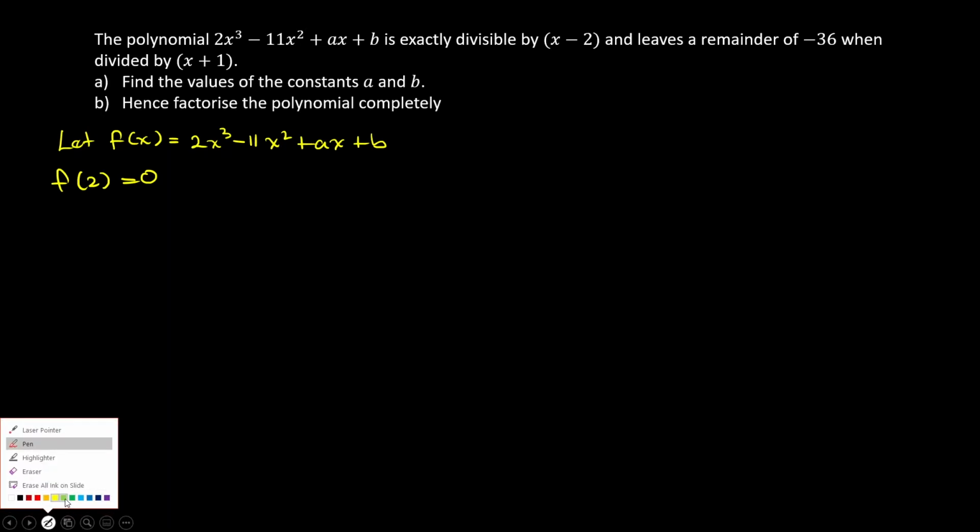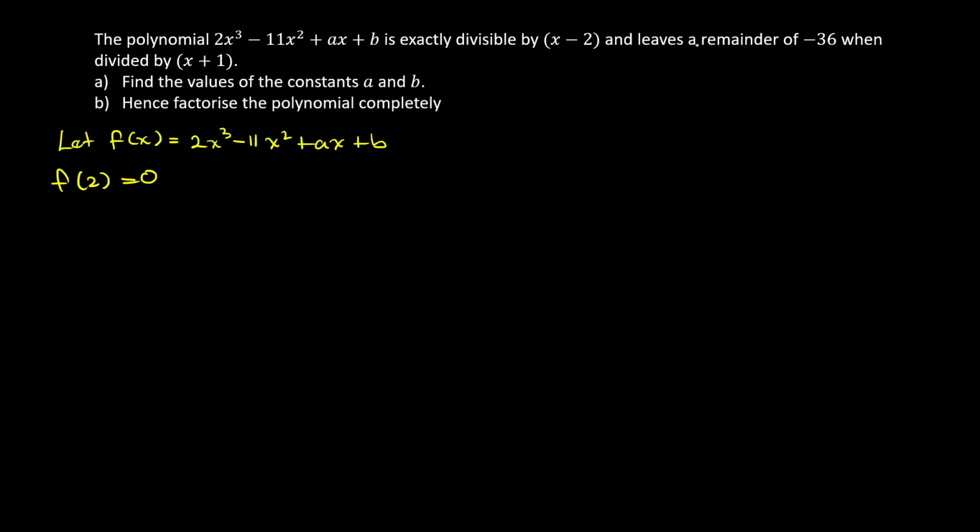And the second statement says that when the polynomial is divided by x plus 1, then it will give you a remainder of minus 36. So let's put in the value of minus 1, which we get from x plus 1. If x plus 1 equals 0, then x is equal to minus 1. So let's put a function with the x value equal to minus 1. That should equal the remainder, which is minus 36.